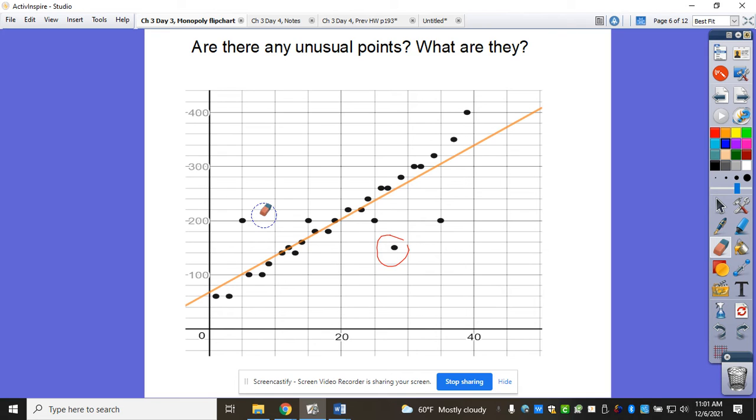Outlier or influential point, or both? Okay, wait, let me go out of order. Outlier, influential point, or both? Is it an outlier? Is it an influential point?